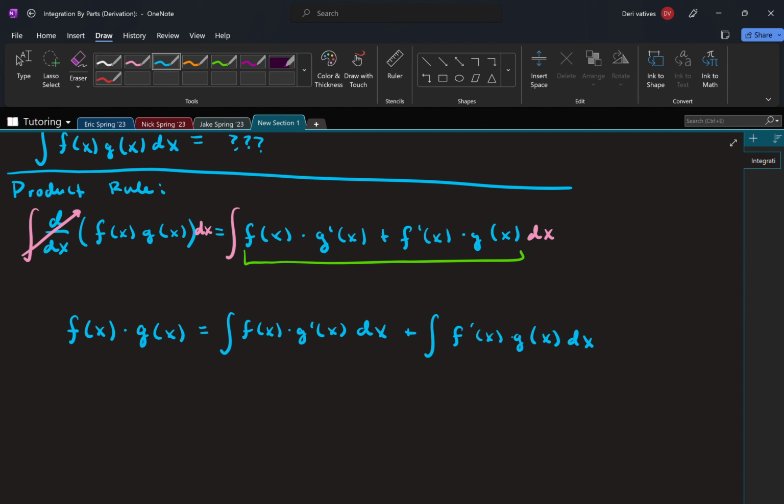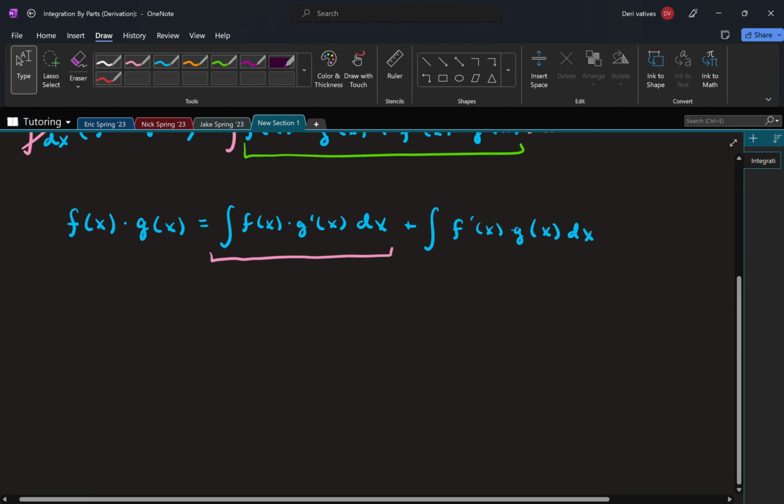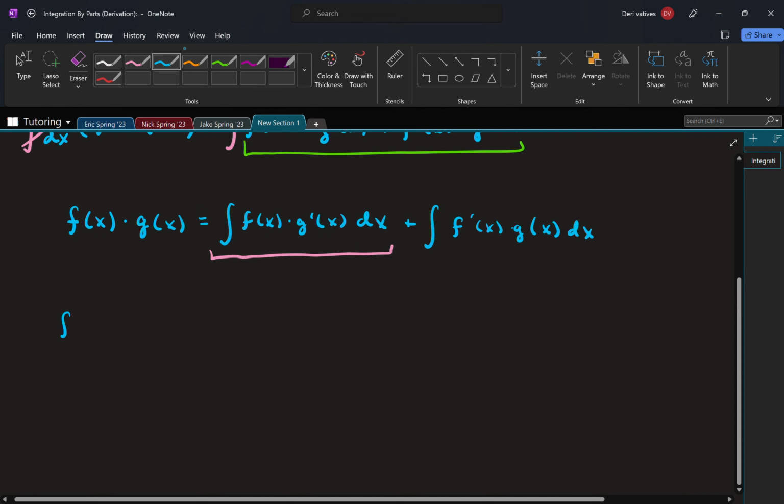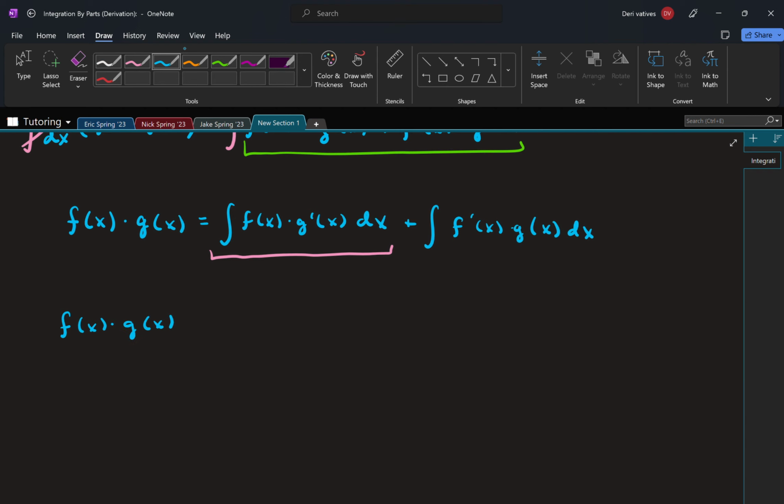So the next thing I'm going to do is subtract off this first one. I'm going to subtract it on both sides. And what I get is f of x times g of x minus this thing, integral f of x g prime of x dx, equals integral f prime of x g of x dx. Now, it kind of looks like we're just playing algebra soup right now, but this is basically as much as you can get; there's no other things you can simplify. So this is actually integration by parts.